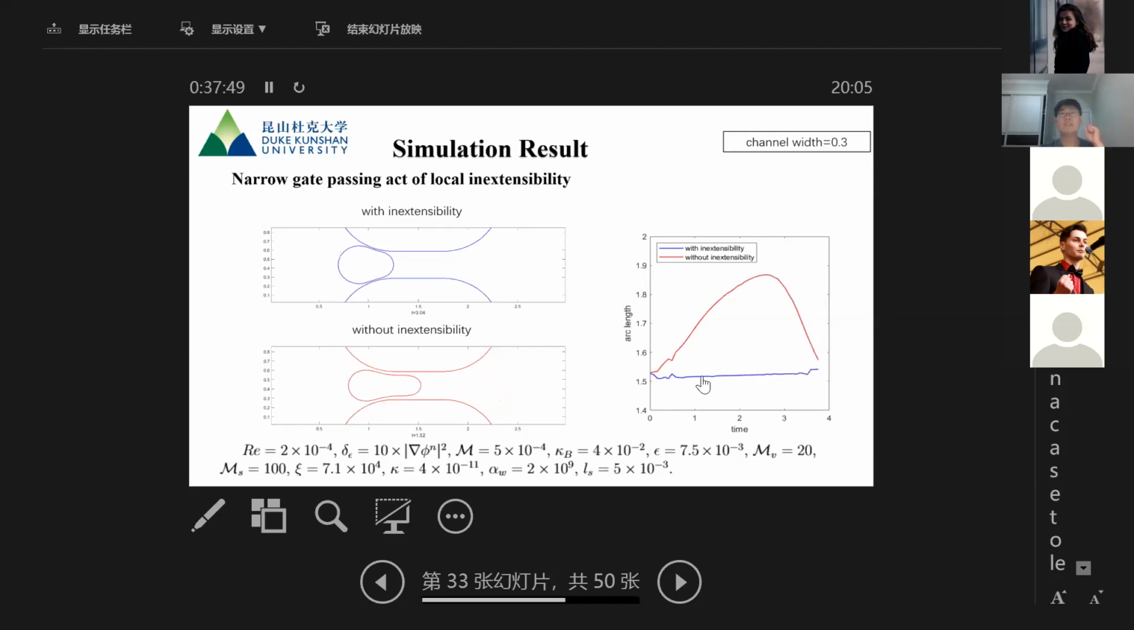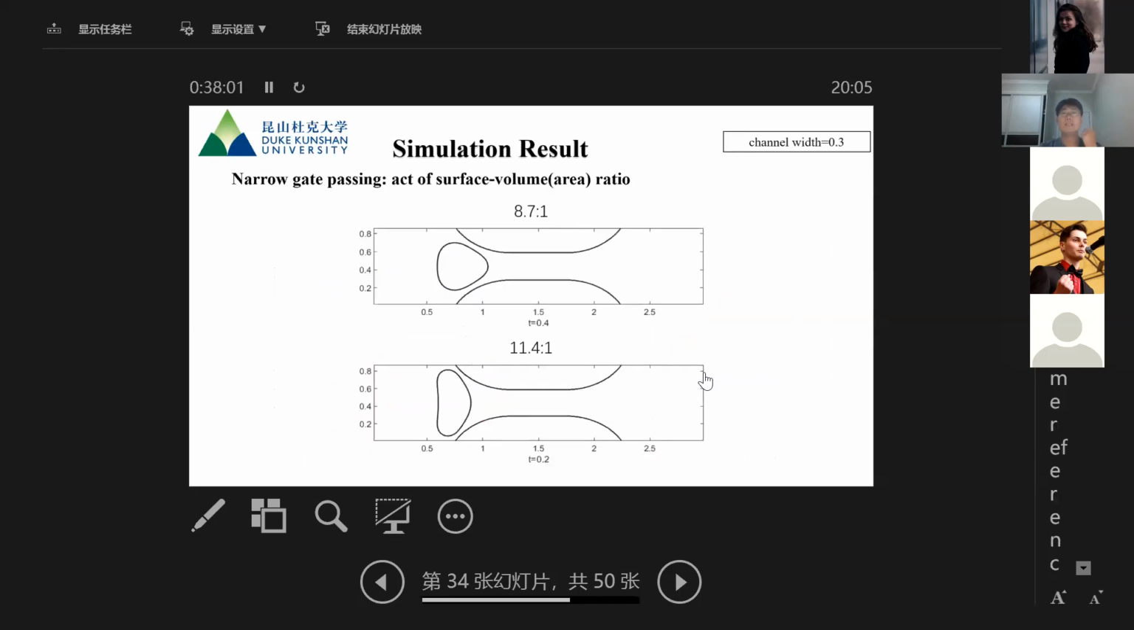Okay, so it tells you that the inextensibility gives a very important property for the cell passing through narrow channels. The second one concerns disease. For diabetes or some other diseases, the red blood cell, which is normally in the biconcave shape, so the surface-to-volume ratio is the largest, will become much rounder, much more spherical. Okay, it becomes rounder and rounder. In this case, the surface area ratio will become much smaller.